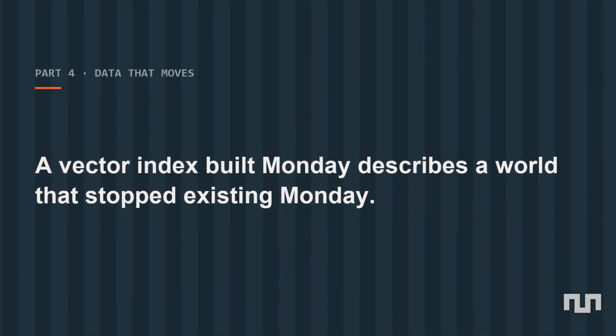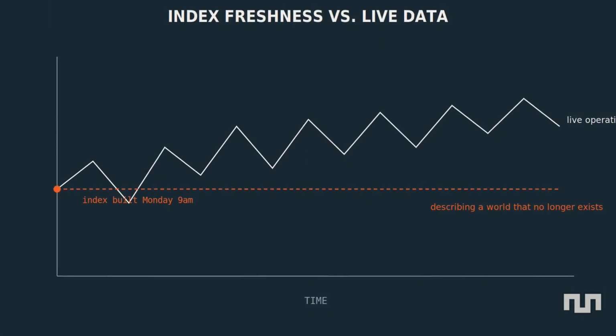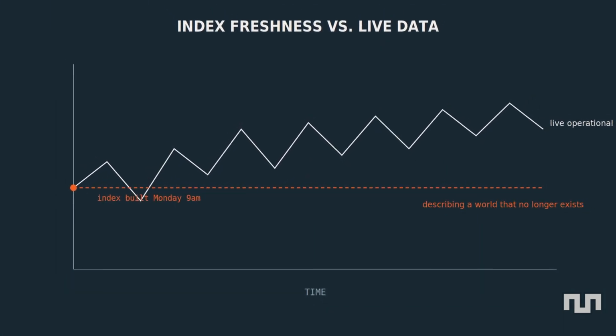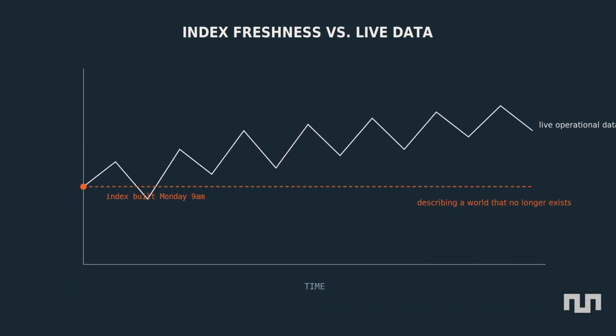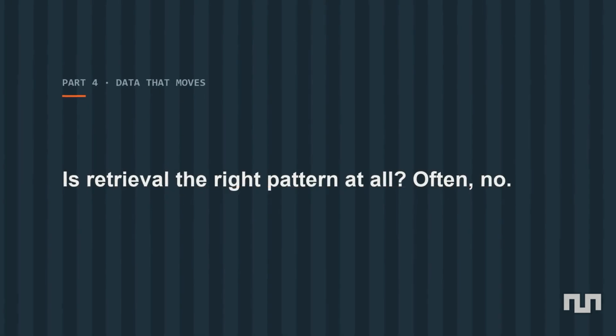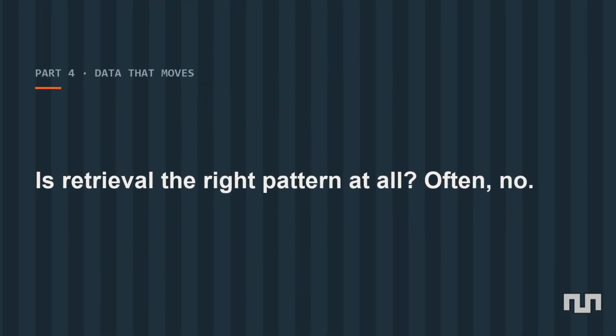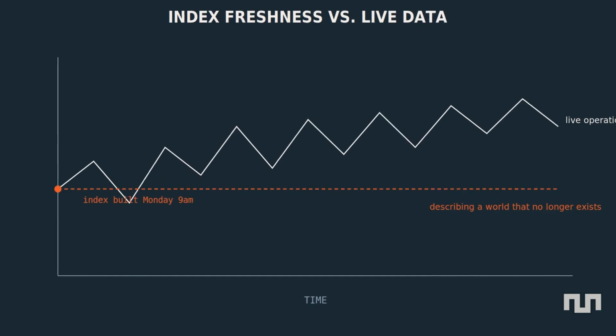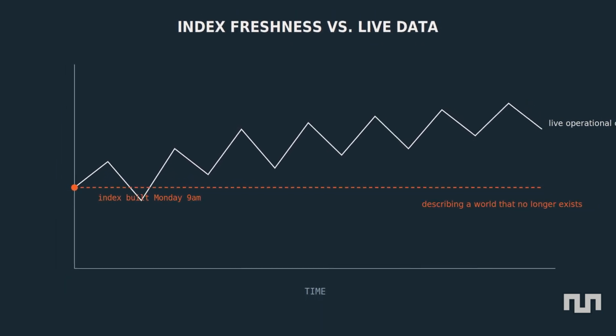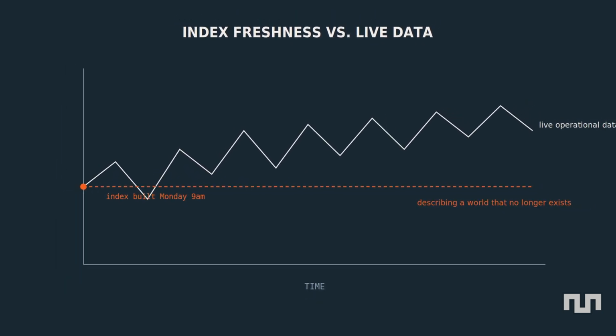which raises a question worth sitting with. If the data changes constantly, and the answer needs to be current, is retrieval the right pattern at all? Often the honest answer is no. For live operational questions, a text-to-SQL approach against the live system, or just a well-designed query tool the model can call, beats RAG outright. RAG is for knowledge, not for state.